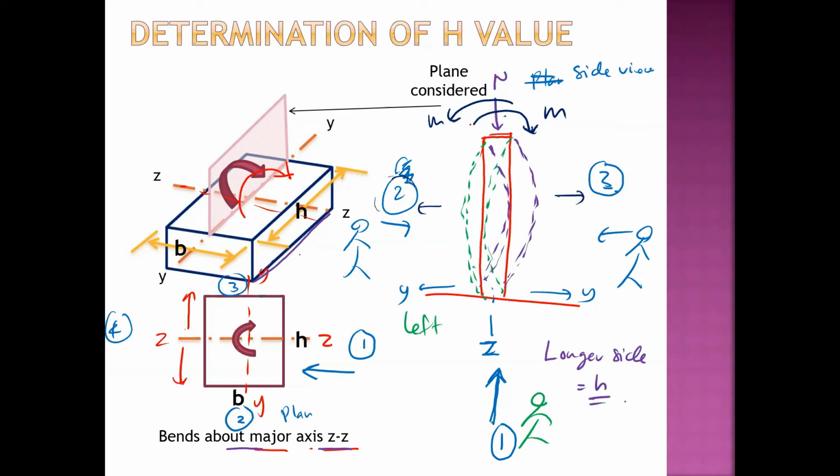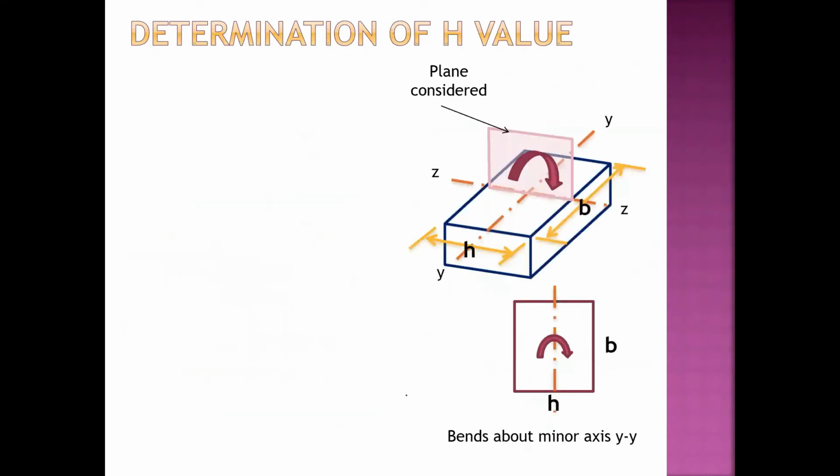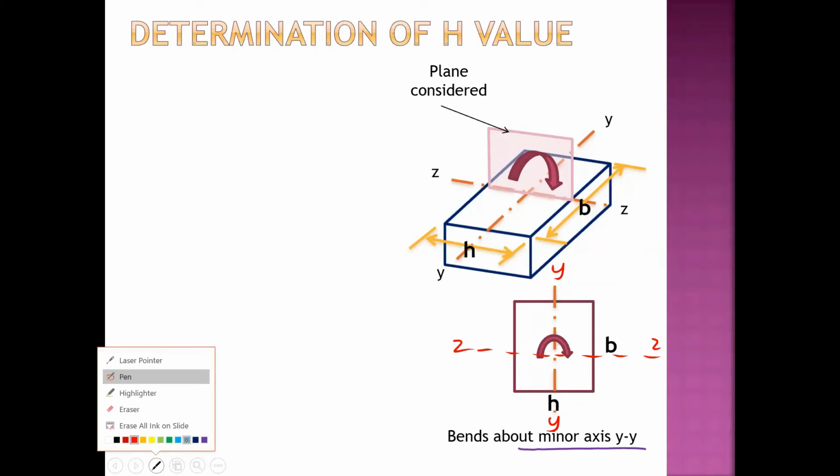H is the longer side. Just remember that Z is the major axis and Y is the minor axis. And then, how about if it bends about the minor axis of YY? Similar to the major axis, this is the YY axis, and this is the ZZ axis.